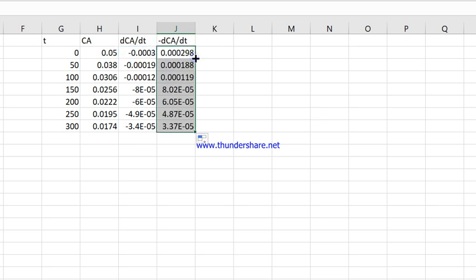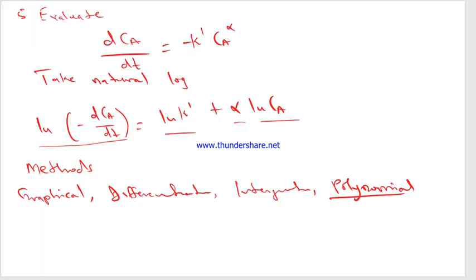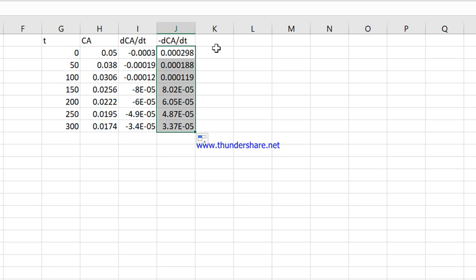So what is next? We need to take the natural logarithm of minus dC/dt and the natural logarithm of C, and plot the two. So we can come here now: ln of minus dCA/dt.